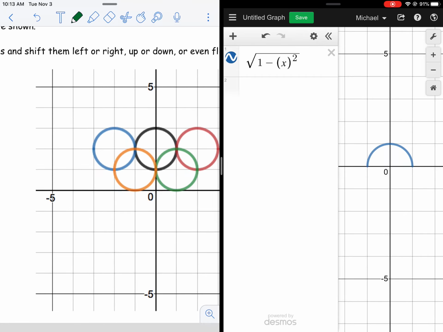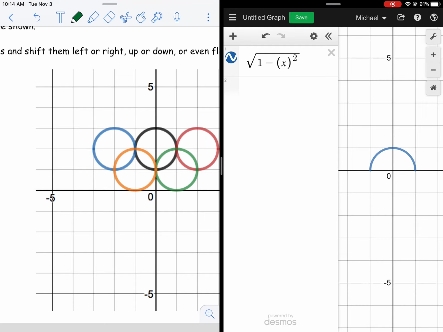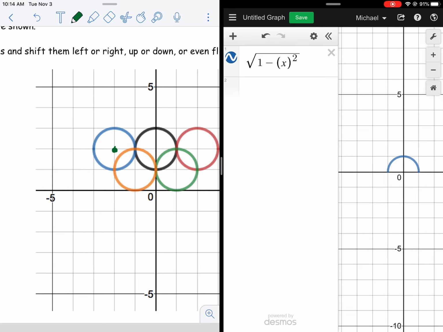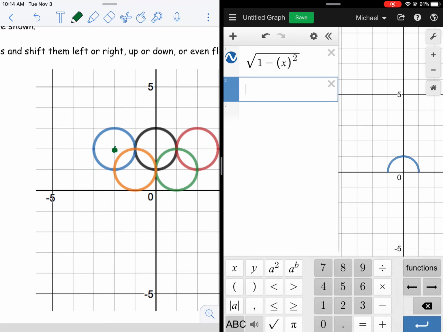Okay, so let's start with this. My color is already blue, so I'm going to start out with the blue one here on the left. I'm looking at my graph here, and that's at 0, 0. That's the center. This center here is at -2, 2. So I need to move this one left 2, up 2. Left 2, up 2. And I also need that second half of it.